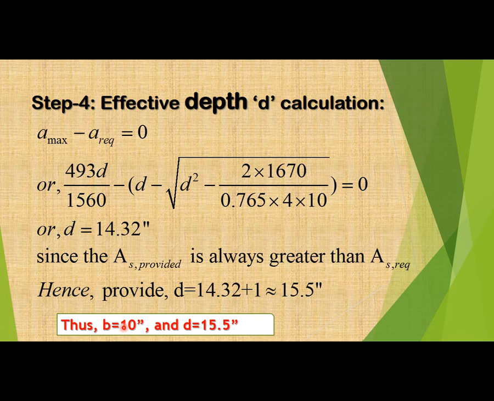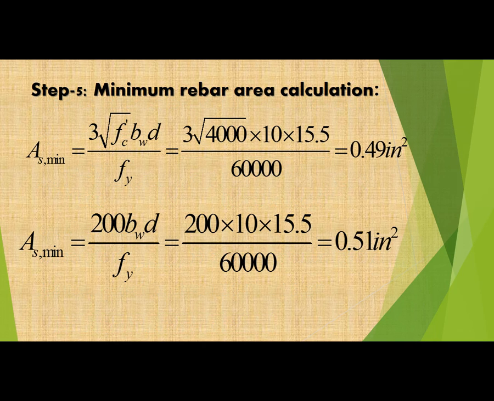Thus we have found the dimensions of the concrete section, that is b equals 10 inch and d equals 15.5 inch. So it's very simple. We have completed the first step, that is the size of the concrete section. Now we have to find the required steel area to resist the given moment.